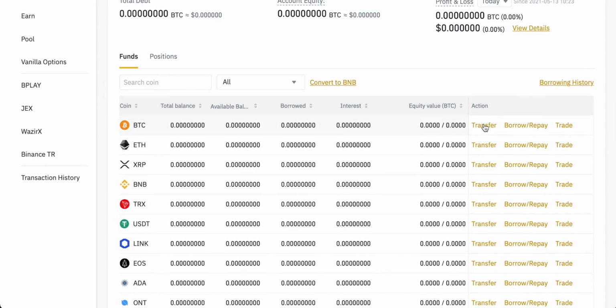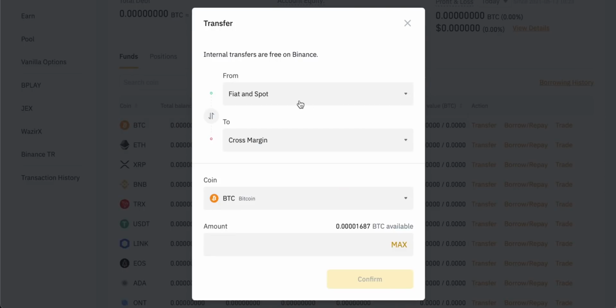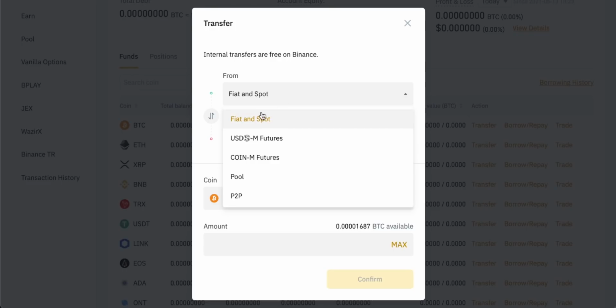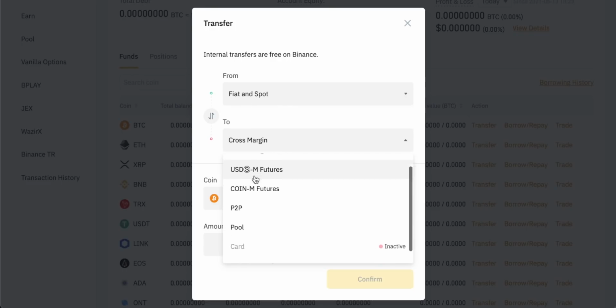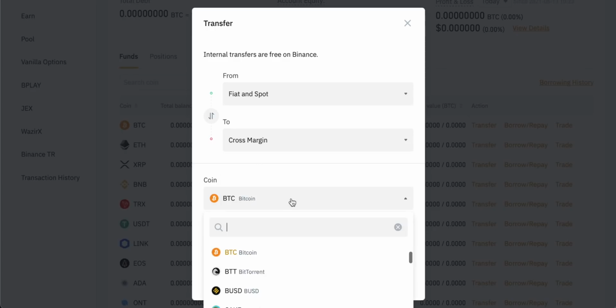Transferring in is a simple transfer, so you can click on transfer. If you have any assets in your fiat and spot account, as you can see here, just transfer those from your fiat and spot and then put that either into your cross margin or the other wallets that you have. Let's choose cross margin. Let's choose the coin.